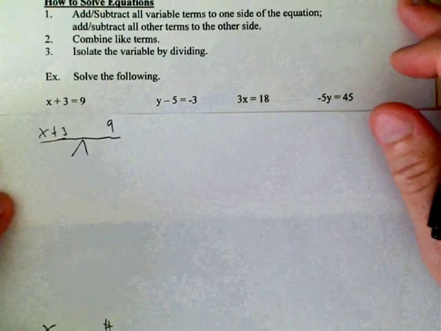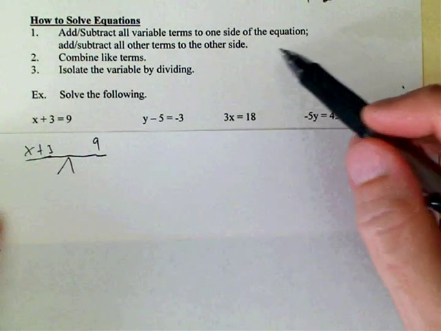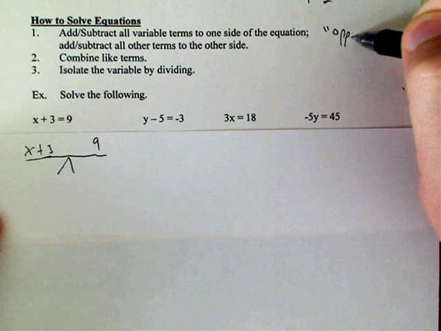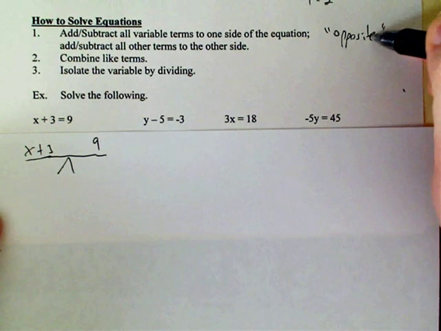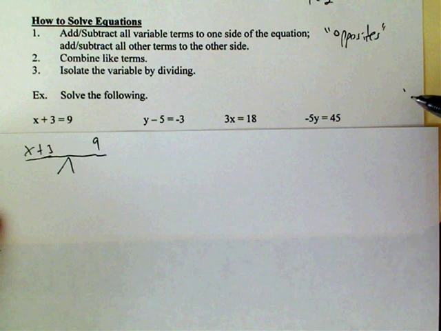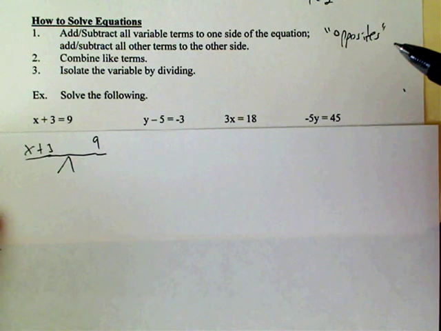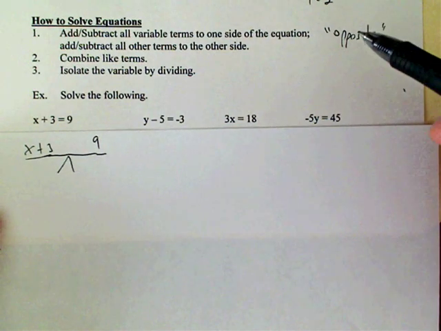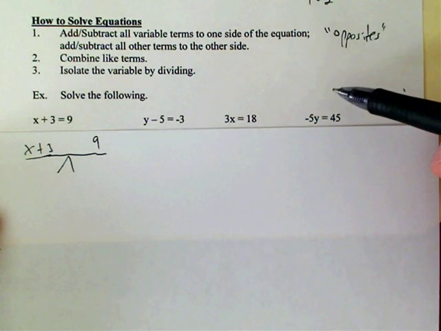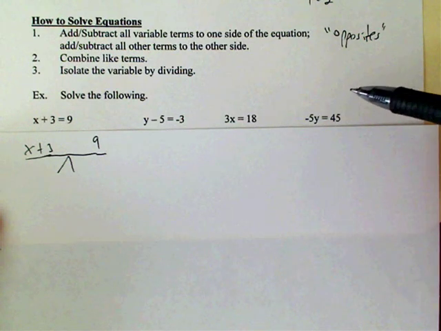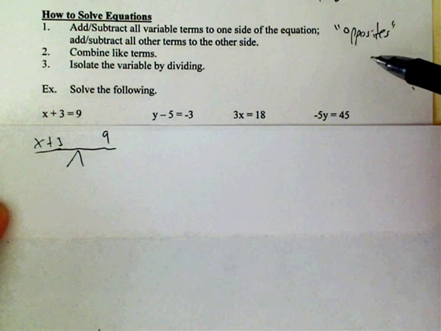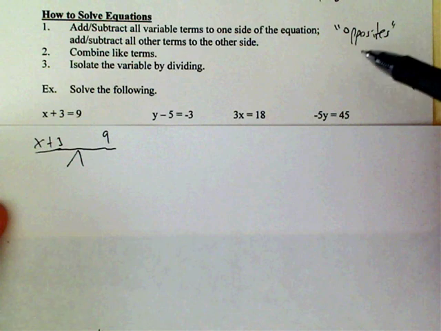Now we need to go back up here for a second. When you're doing this process, you should always be thinking opposites, or inverses, or undo. If you have addition, the opposite of that is subtraction. If you have subtraction, the opposite of that is addition. The opposite of multiplication is division. The opposite of division is multiplication. That's what you want to be thinking. Even though opposite is not the correct word, it's actually inverses or undoing, opposite is the way most people can relate.